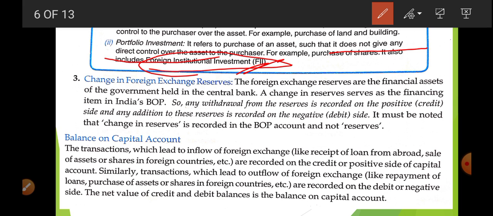Actually, it is related to what? It is related to purchase of shares. So here there will be purchase of shares. Okay, in the first one there will be purchase of assets. So that is the difference.